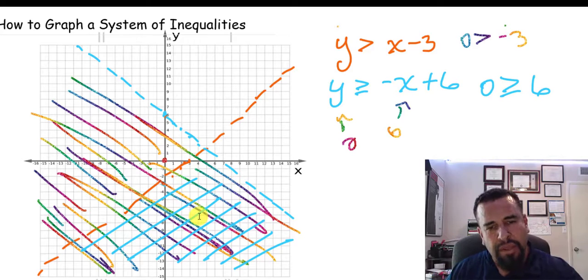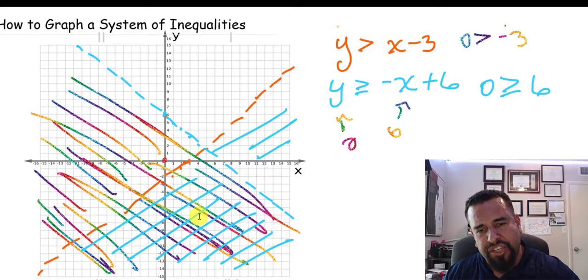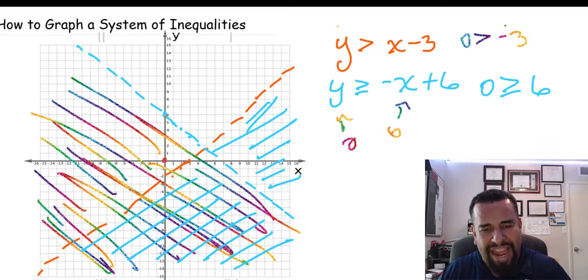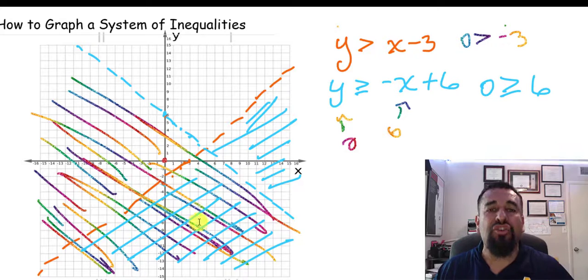Because for blue, obviously all of this would have been shaded too. All of this right here makes my blue inequality true. All of these right here make my orange inequality true. But only my hash marks here make both of my inequalities true, which means it makes my system true.